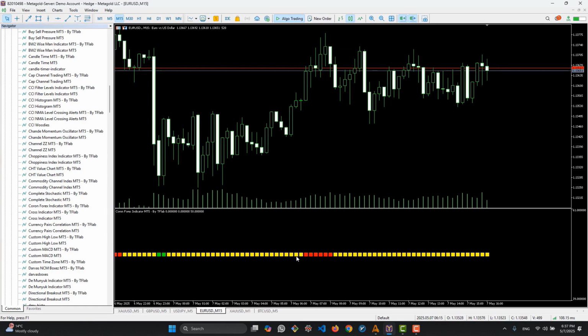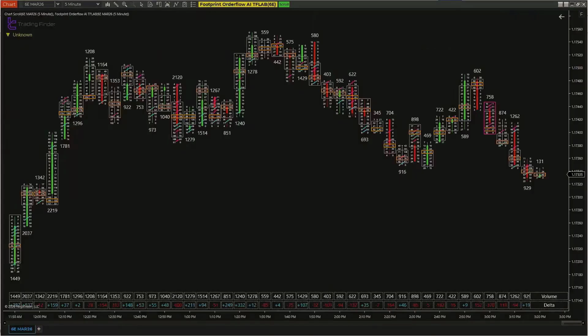When we see the first red color on this indicator after yellow, it signals the start of an uptrend, and when we see the first green arrow after the yellow arrows, it signals the start of a downtrend.